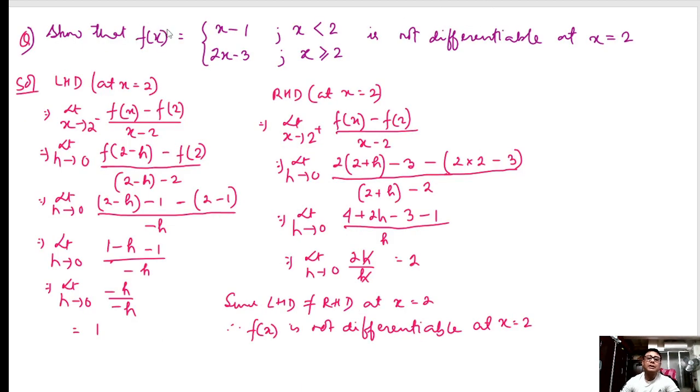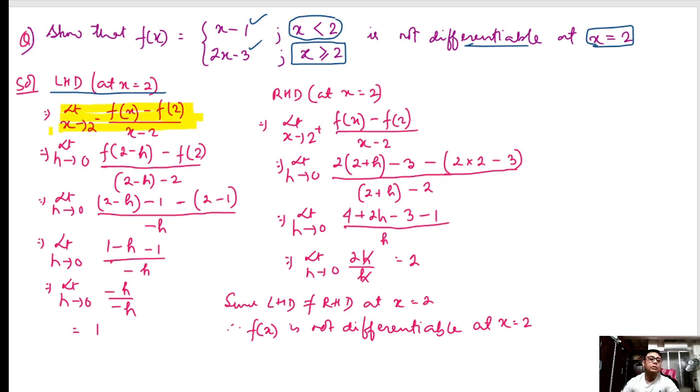Now see, this is the function. For x less than 2 I will choose this function. For x equal to or greater than 2 I will choose this function, and I have to test the differentiability at x equal to 2. So first I will take the left hand derivative at x equal to 2. I will write the limit x tends to 2 minus, f(x) minus f(2) by x minus 2. This is how I will write.